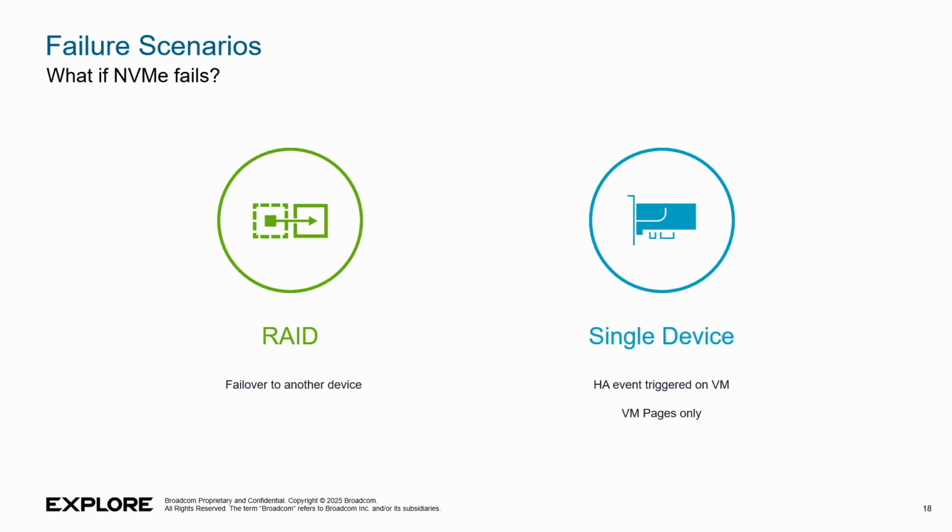And with a single device, you're actually triggering a VM task here. Now this HA event is for the VMs only, because we don't store any VM kernel pages on NVMe. So the VMs do fail, and they get HA'd over to a different host, again, for the VM pages only.